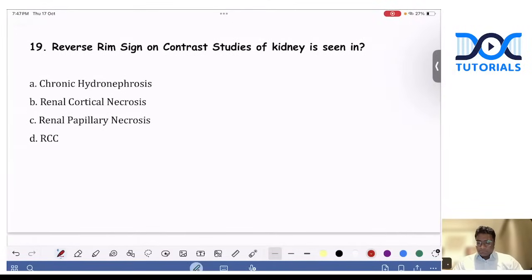Next, where do you see reverse rim sign? Reverse rim sign on contrast studies of the kidney. A reverse rim sign.